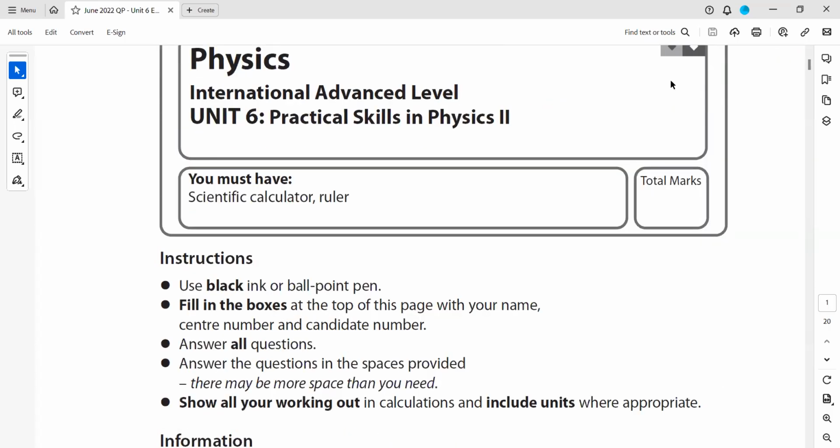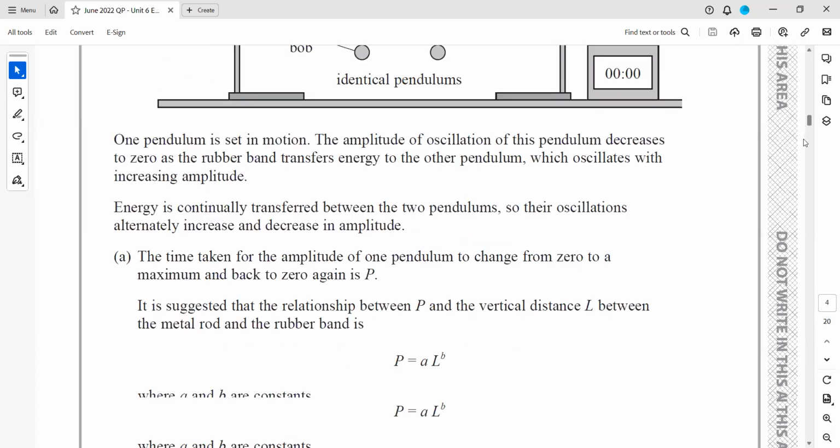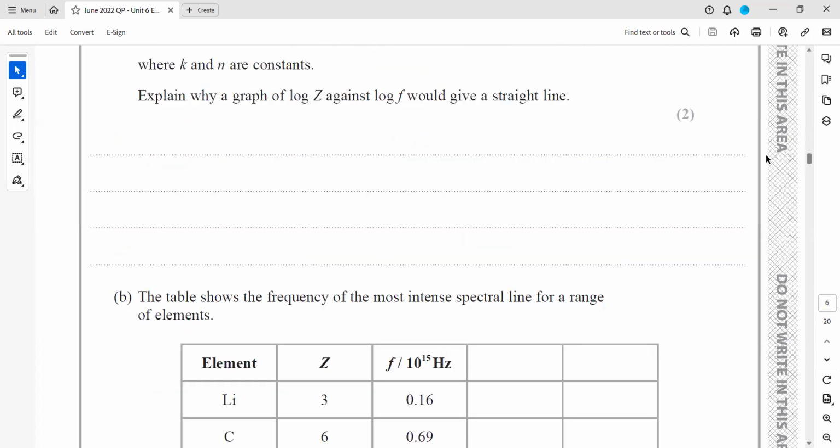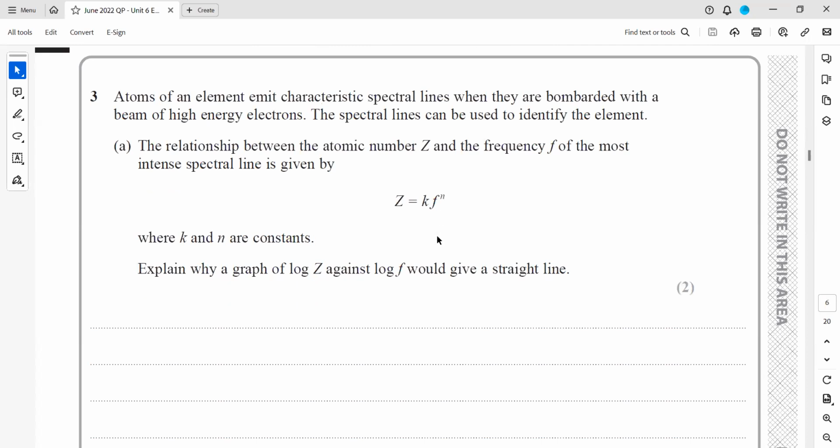This one is Unit 6 from June 2022 paper. Question 1 and 2 we did the last session, so we'll start with question 3.